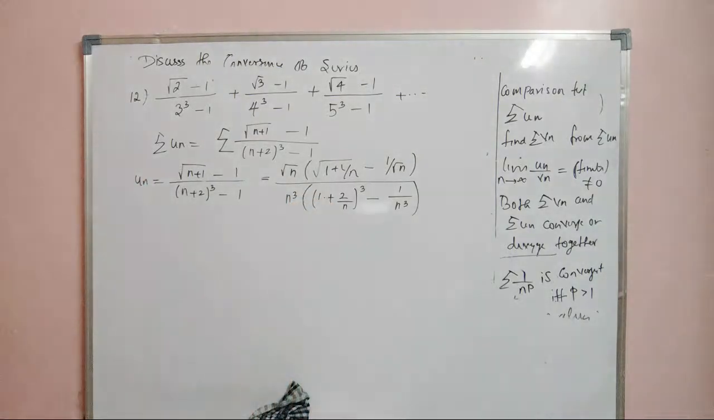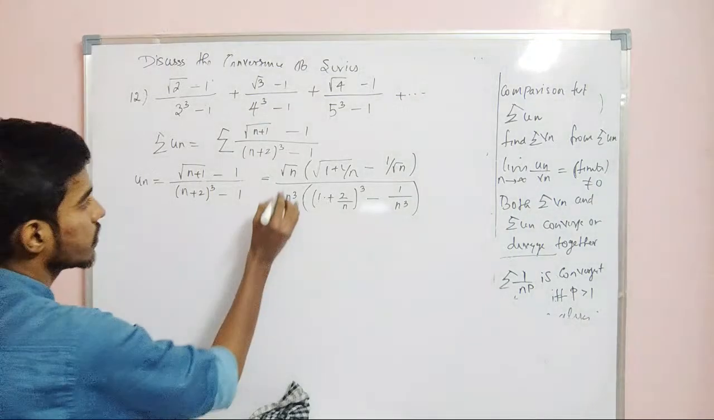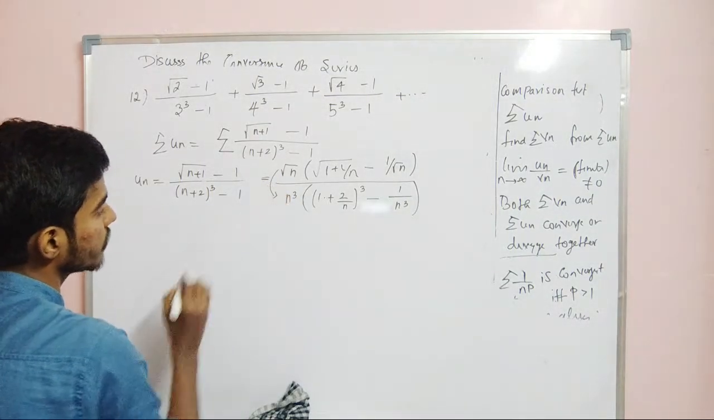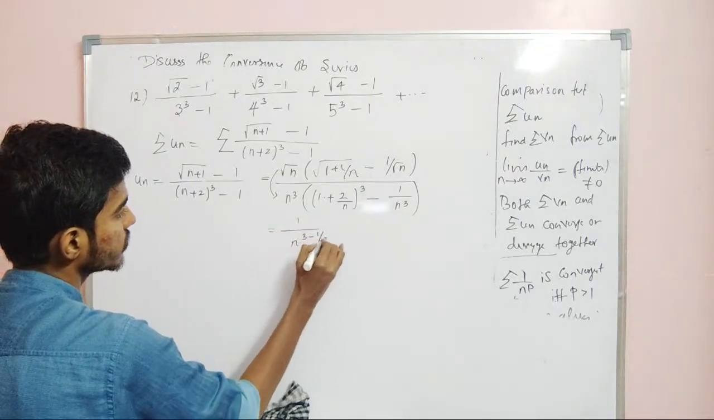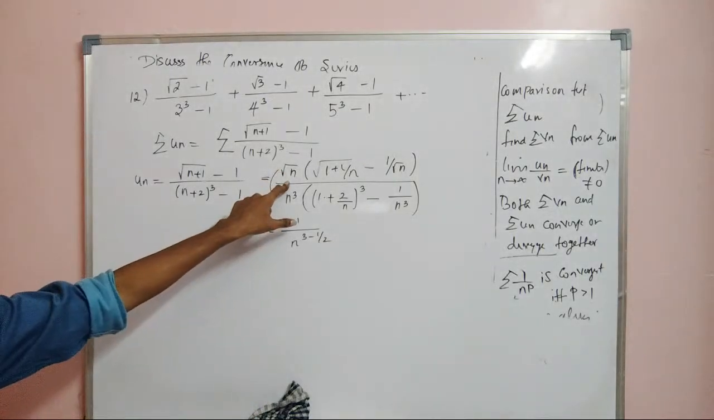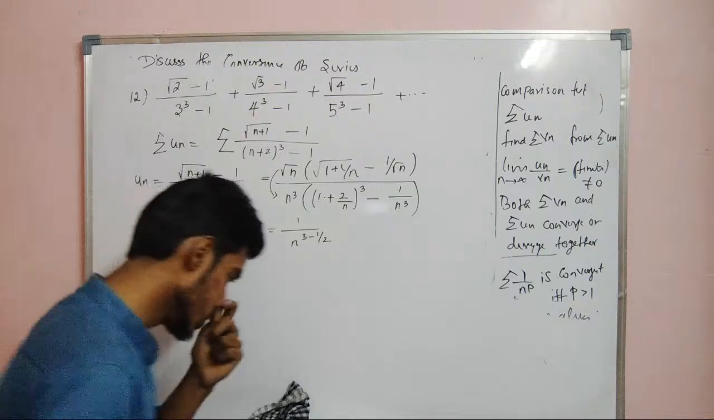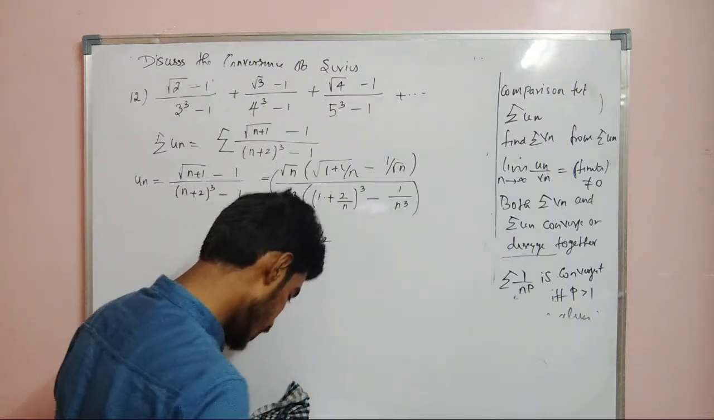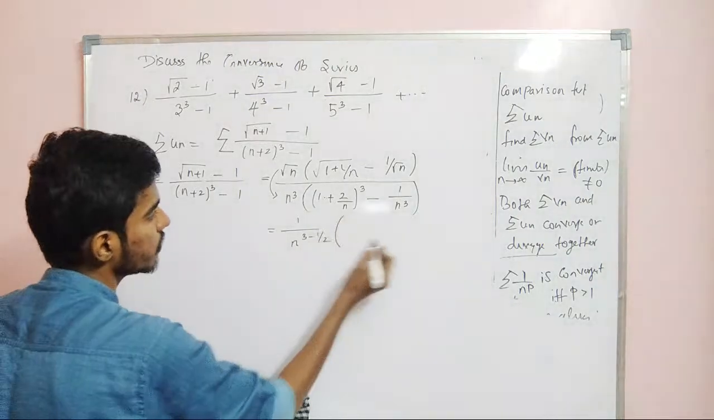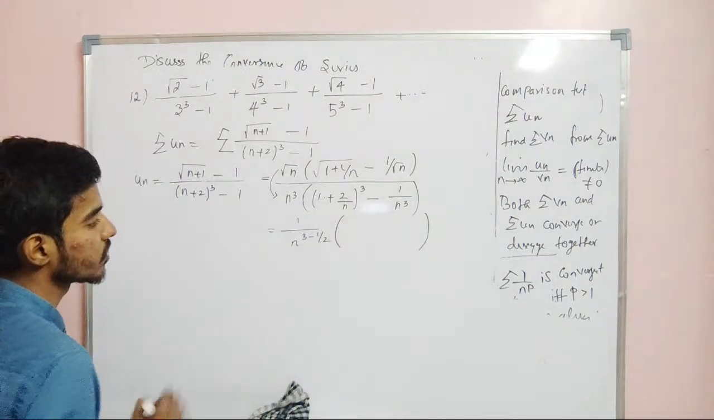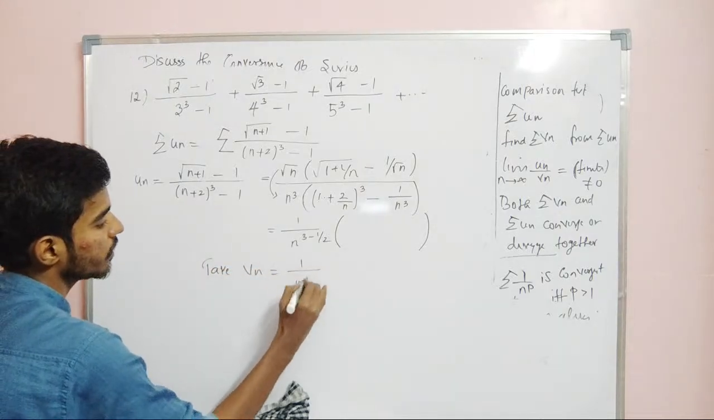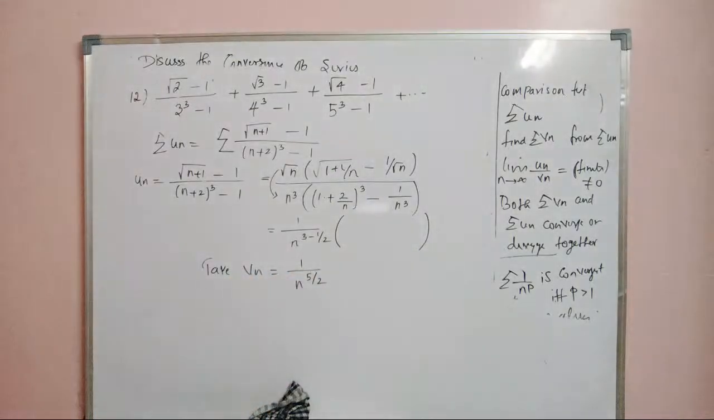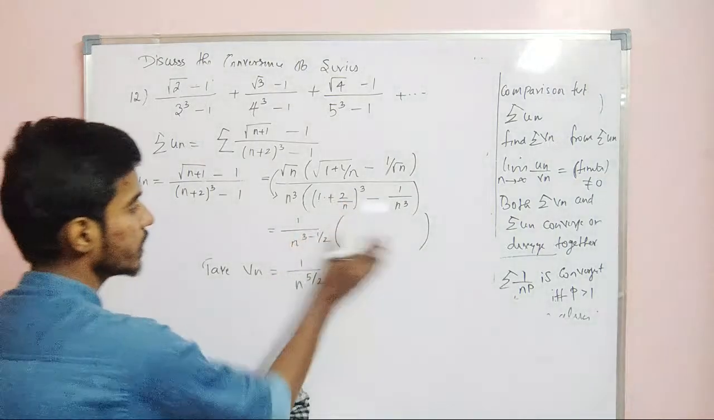Now if you take this term to the denominator, you will have 1 by n power 3 minus 1 by 2, because of this 1 by 2. So 3 minus 1 by 2 is n power 5 by 2. This term will remain here as it is. Now take vn. vn is equal to 1 by n power 5 by 2, since 3 minus 1 by 2 is 5 by 2. So this term will remain here as it is.